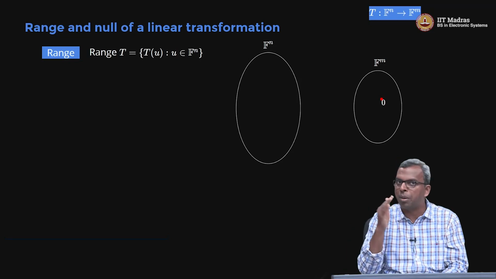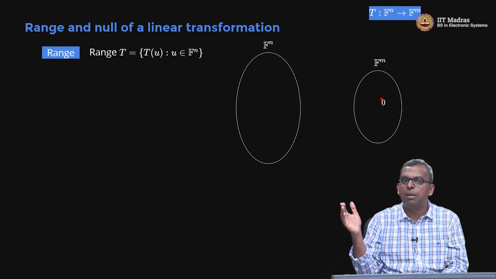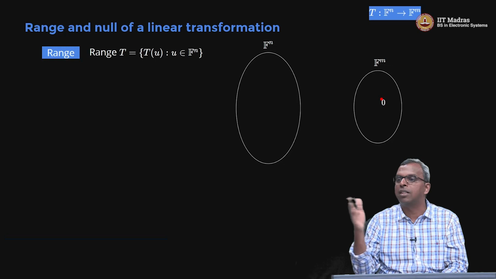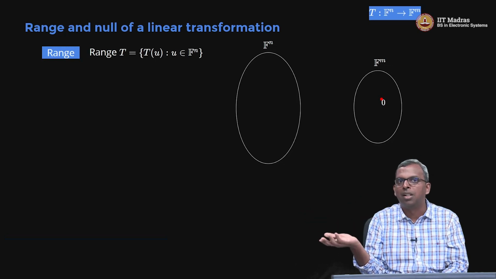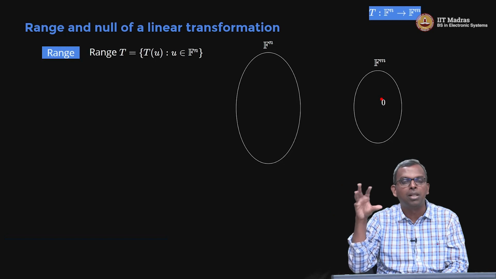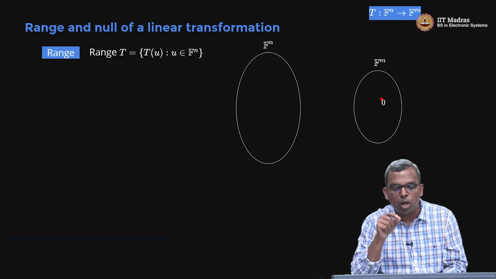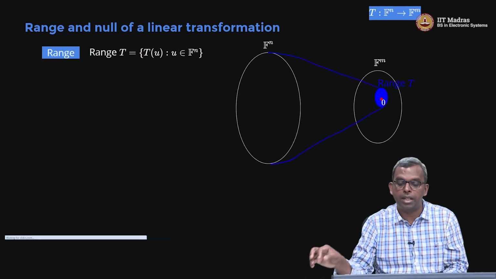It depends on how I specify my output vectors for my basis, right? I can specify all my output vectors to be 0. If I do that, I will only get 0, right? So, I may not cover the entire Fm through the transformation. So, what I cover, what I can reach, is called the range.